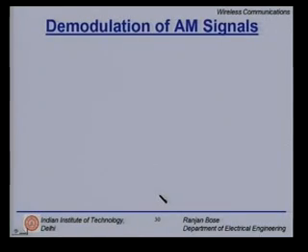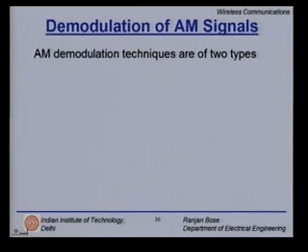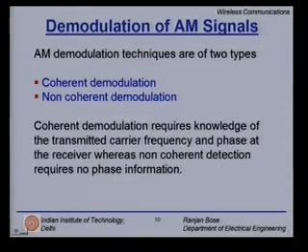Now, let us look at the other perspective of demodulation of AM signals. Clearly, you can have a coherent demodulator or an incoherent or non-coherent demodulator. So, the AM demodulation techniques are of two types: either coherent demodulation or non-coherent demodulation. Coherent demodulation requires knowledge of the transmitted carrier frequency, that is a must, and also the phase at the receiver, whereas non-coherent detection requires no phase information.